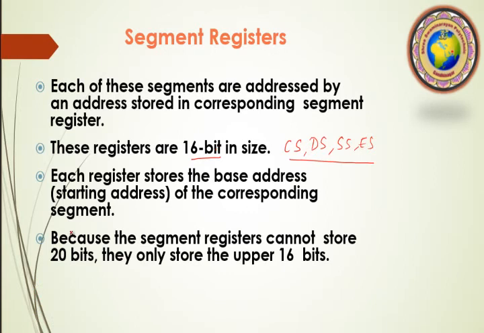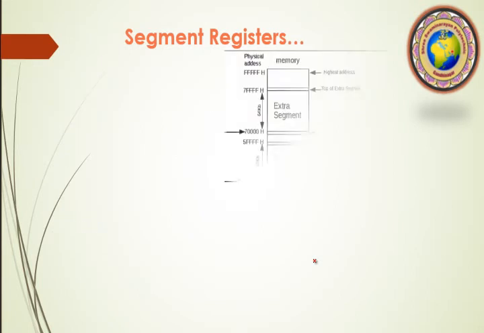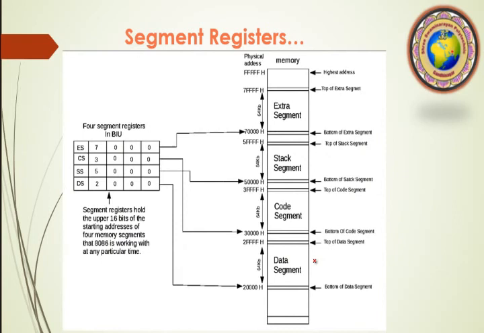The segment registers cannot store 20 bits. Here our address line is 20 bits, but they only store the upper 16 bits. This can also be seen in a broader manner. These are our 4 segment registers in the bus interface unit: extra segment, code segment, stack and data segment. Segment registers hold the upper 16 bits of the starting address of the 4 memory segments that the 8086 is working with at a particular time.